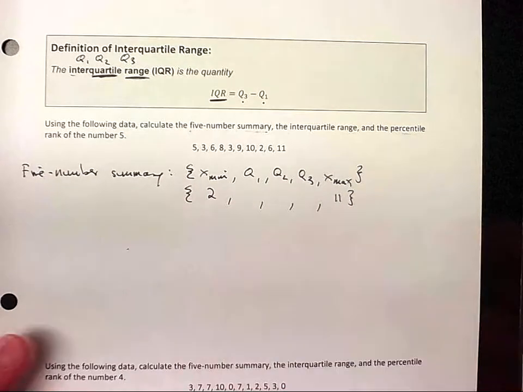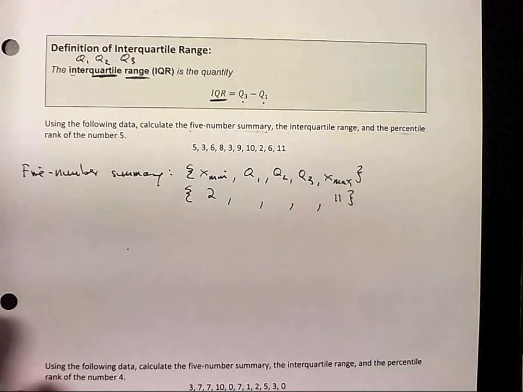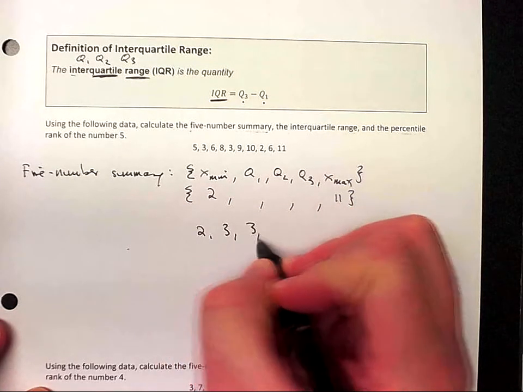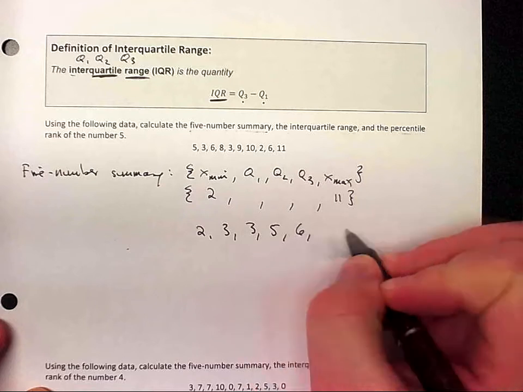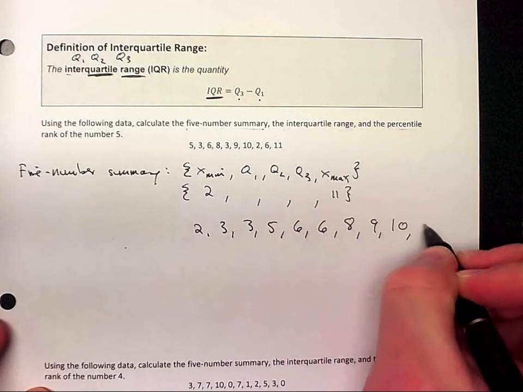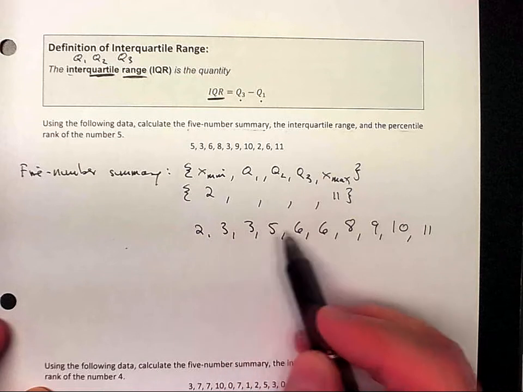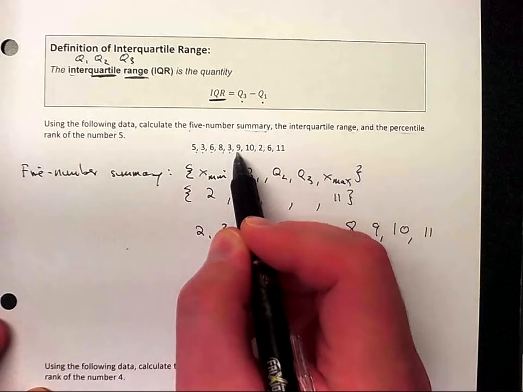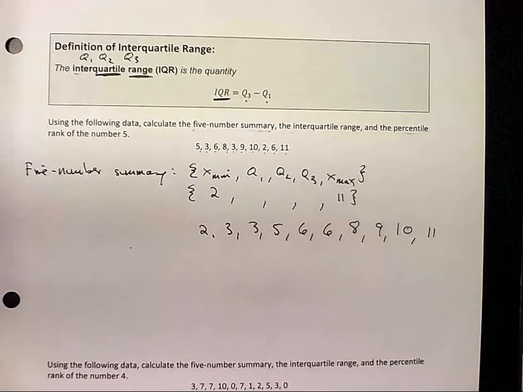So if we put everything in order, then from smallest to largest, we're going to have the numbers 2, 3, 3, 5, 6, 6, 8, 9, 10, and 11. And we have 1, 2, 3, 4, 5, 6, 7, 8, 9, 10 values. Awesome. Got them all.